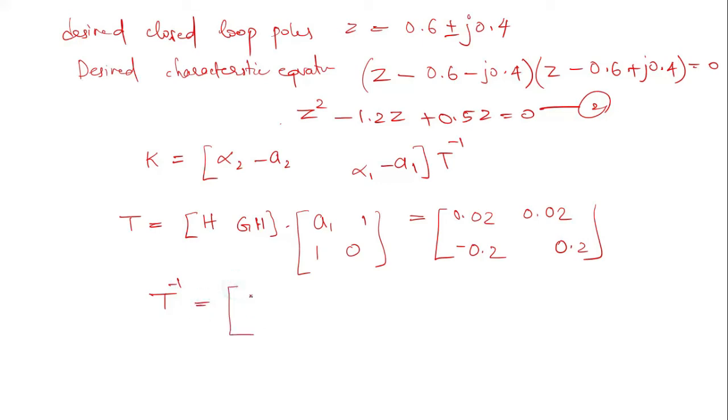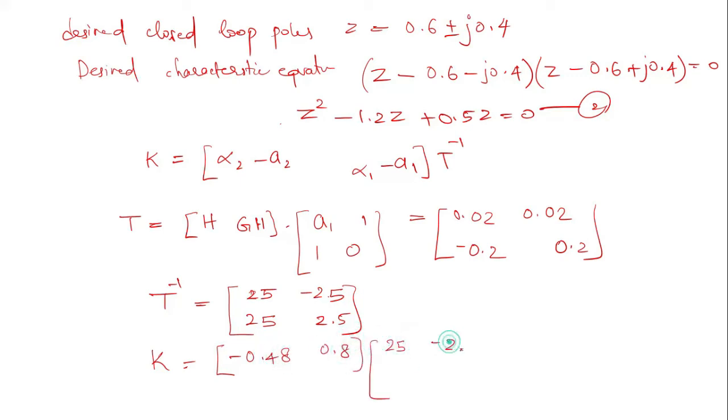When you do the T inverse, you will find the T inverse matrix as 25 minus 2.5, 25 2.5. Alpha 2 is 0.52 and a2 is 1, and alpha 1 is minus 1.2 and a1 is minus 2. Substituting that, you will find K is equal to minus 0.48, 0.8, into 25 minus 2.5, 25 2.5, and the answer comes to be 8 3.2. So this is the K matrix.